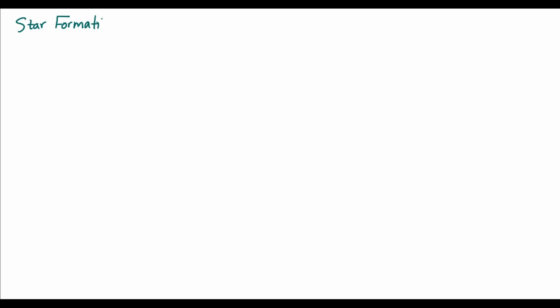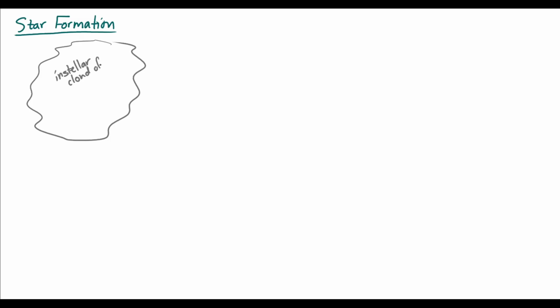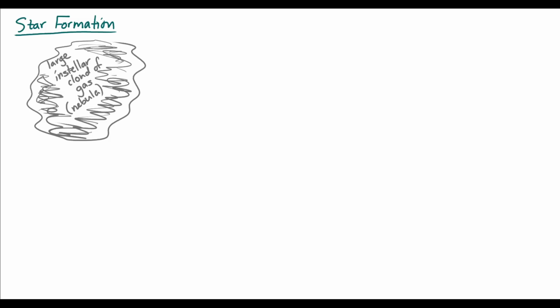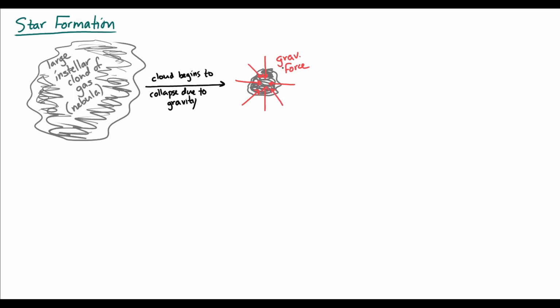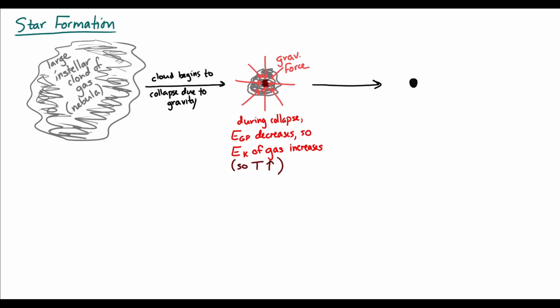Well, it starts with a large interstellar cloud of gas, usually called a nebula. And this cloud of gas, perhaps a disturbance occurs, but it collapses due to its own gravity. So the gravitational force will cause a gas cloud to collapse. As it collapses, it loses gravitational potential energy, and the gravitational potential energy is converted into kinetic energy of the molecules. In other words, as it collapses, its temperature increases. So the collapse continues until we have a center with a very high density and a very high temperature.